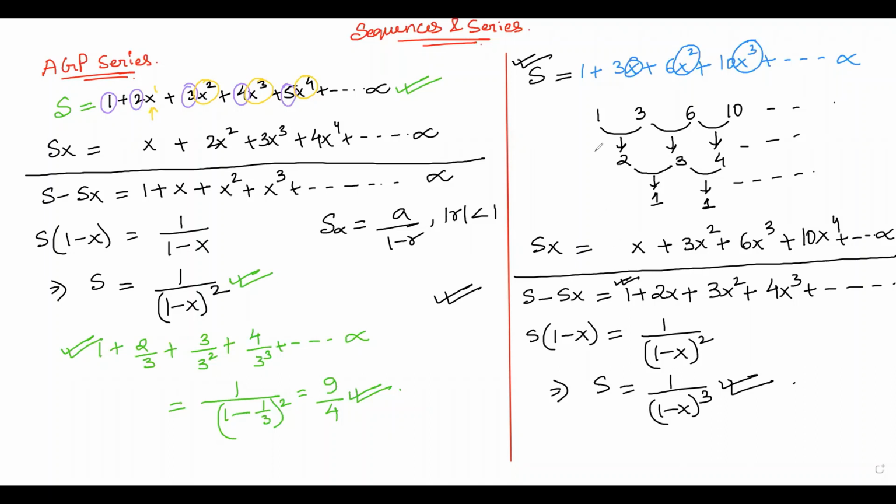So if we have a series which is in this form, we can directly apply this formula. Also, to find the sum for such kind of AGP series, we can apply the similar approach. That is, we can assume the sum to be S, and then we can multiply the common ratio to this sum, and then we can take the difference, and then finally we can simplify it to find the sum.